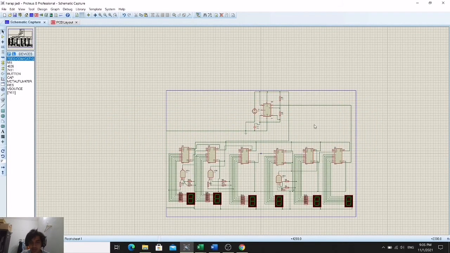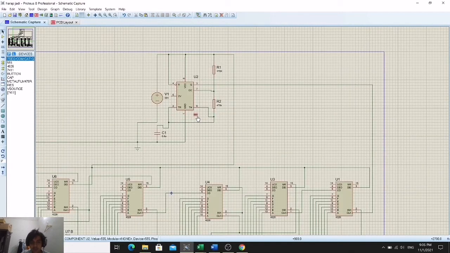This is the circuit, a digital clock circuit that my friend and I constructed. Firstly, we use a 555 timer in this circuit. We also use a voltage source which we set to 9 volts. On the timer we use 2 resistors and 1 capacitor.